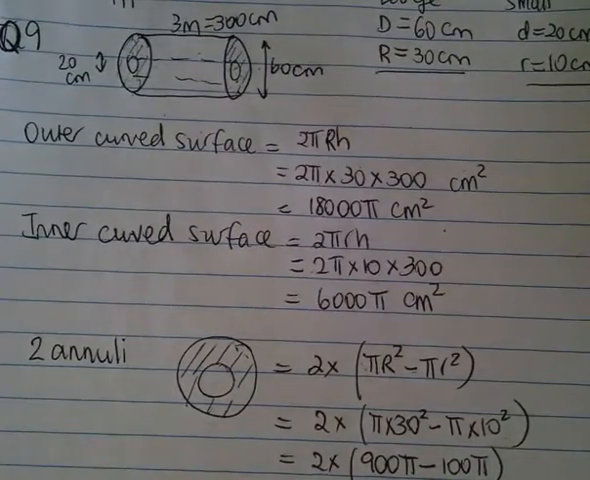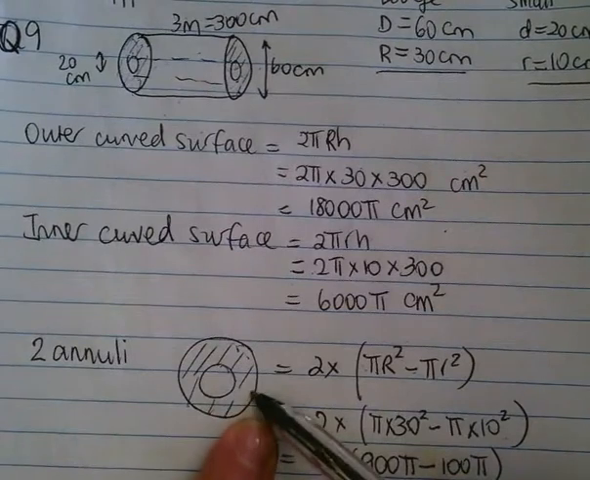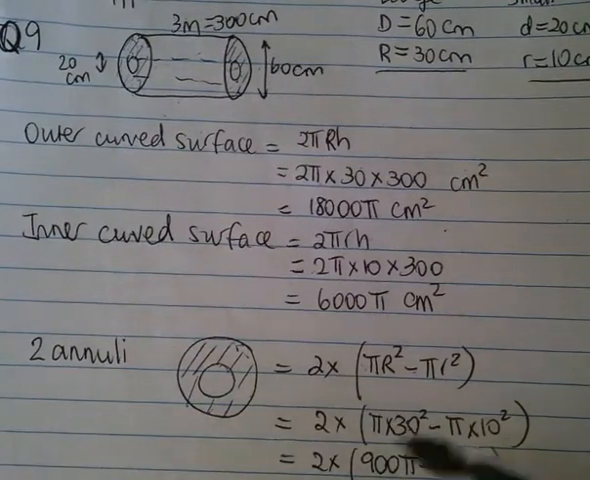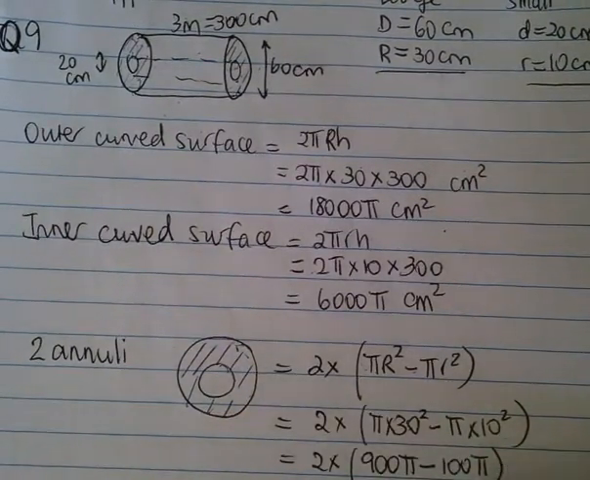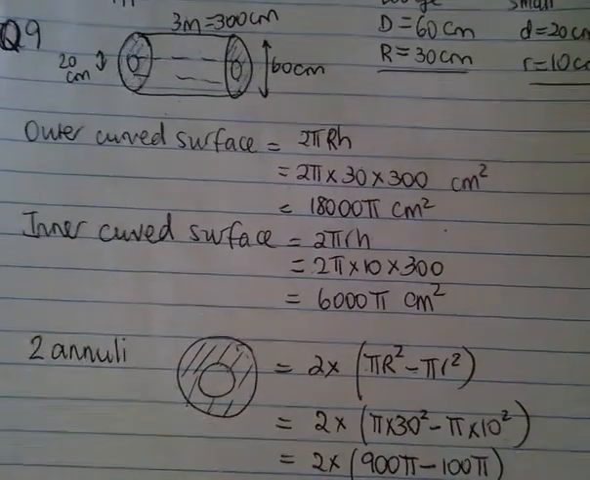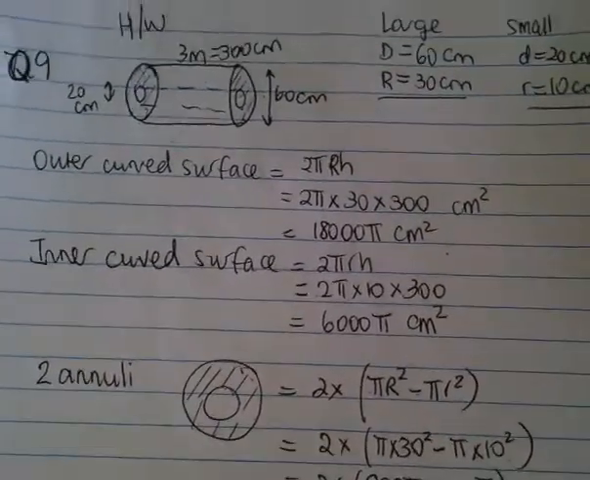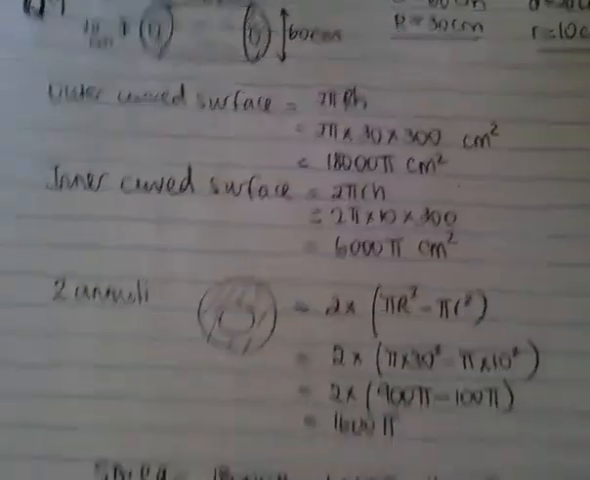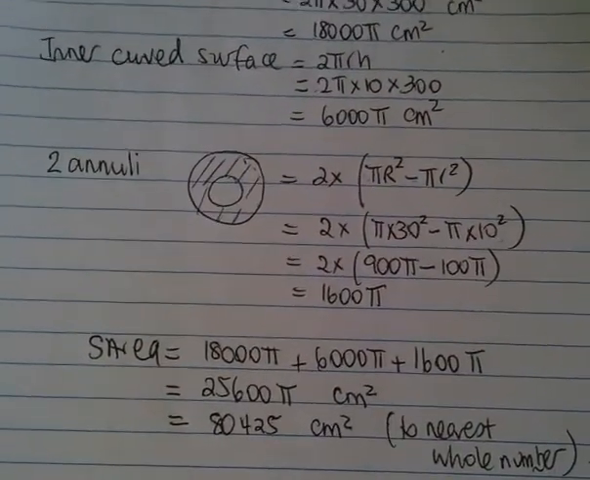You've got 4 surfaces to do, and 2 of them are the same. So you're really only doing 3 surfaces and doubling one of them. Okay? So please don't do big shape minus small one. I want each surface done individually.